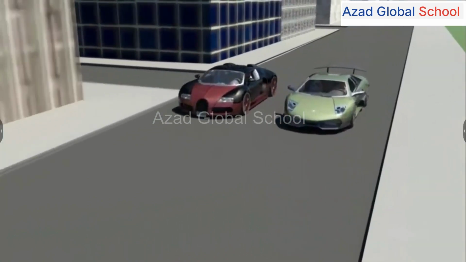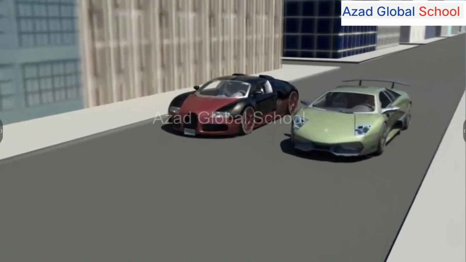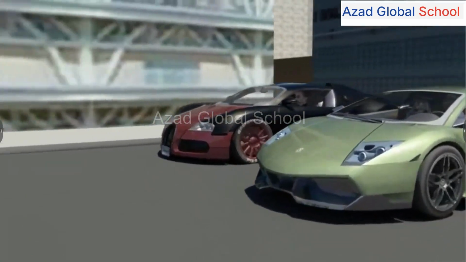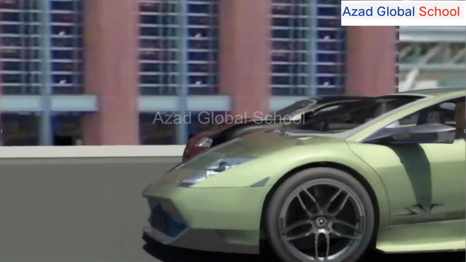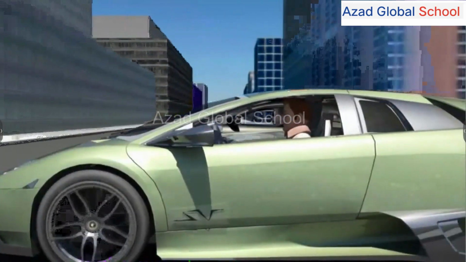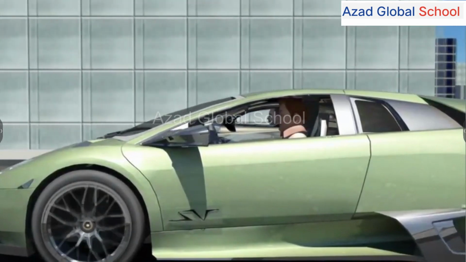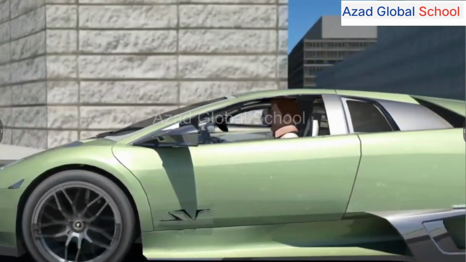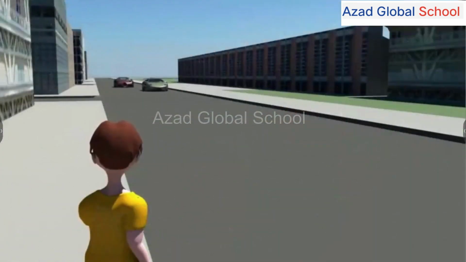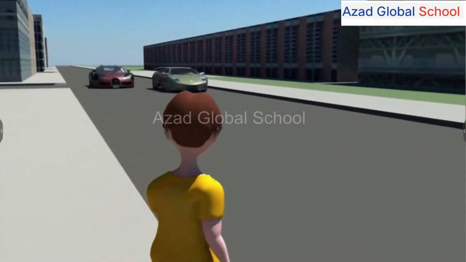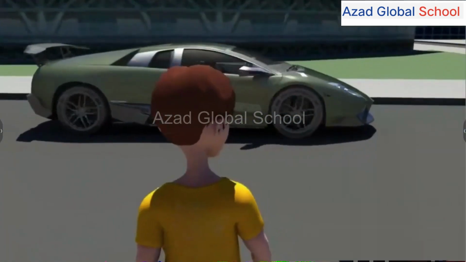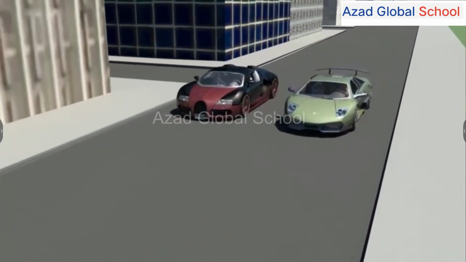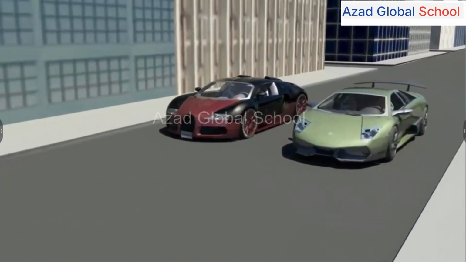Now let us take another scenario. In this case, both the cars are moving with the same speed with respect to the ground. Then, to the person sitting in the first car, the second car will not be moving at all. That is, relative to the person sitting in the first car, the second car will not be moving. However, to a person standing on the ground, the second car will be moving with a speed. To understand such observations, we now introduce the concept of relative velocity.